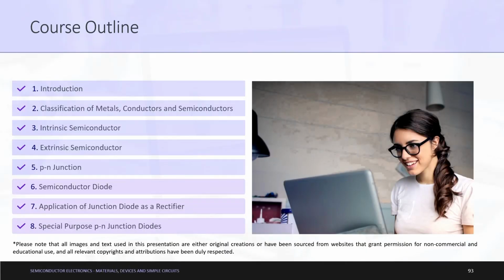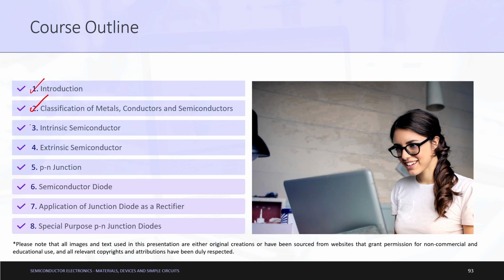So, first of all, the course outline. We started with the introduction, in which we understood the history of semiconductor devices such as cathode rays, how they were different from the present semiconductor devices, what their size was, what their capability was and so on. Then the next concept was classification of metals, conductors and semiconductors, where we devised several aspects by which we can designate what material can be called a conductor, a semiconductor, or an insulator.